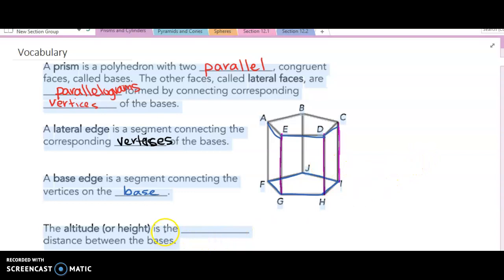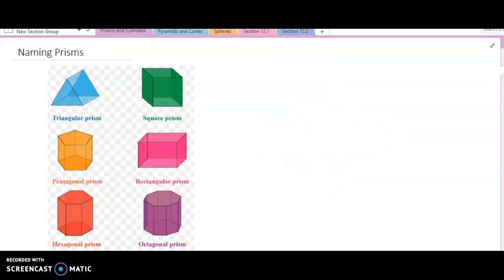Okay, the altitude, which we also call height, is the perpendicular distance between the bases. So when I think perpendicular, remember it's a right angle, straight up and down, or straight left and right.